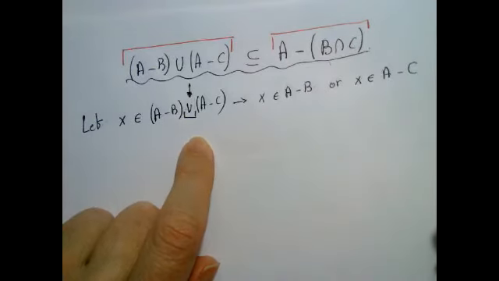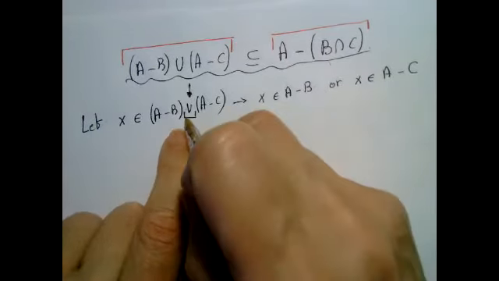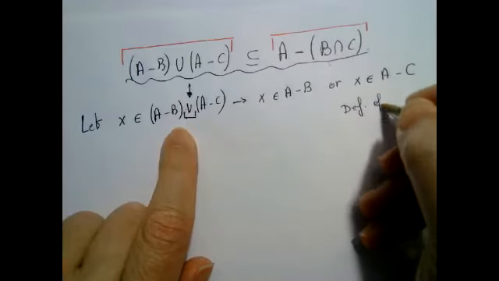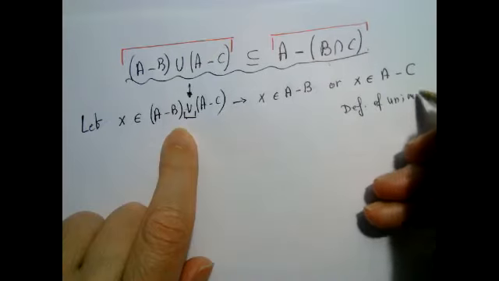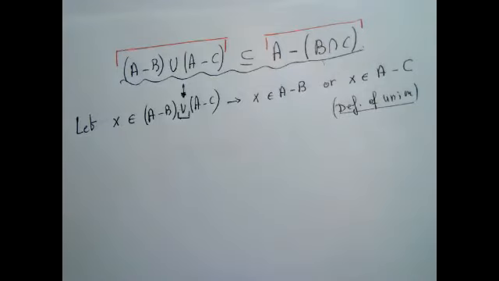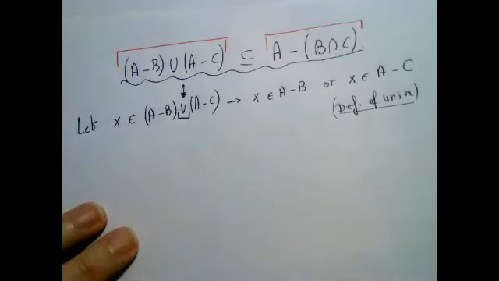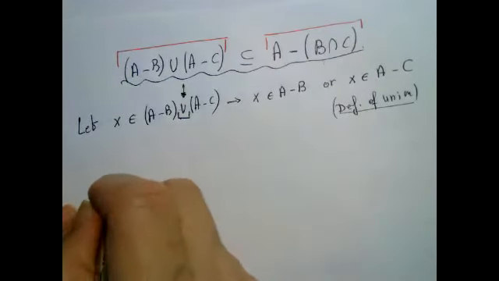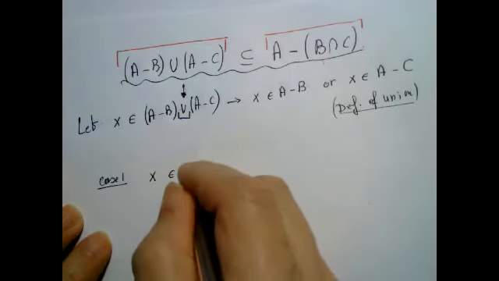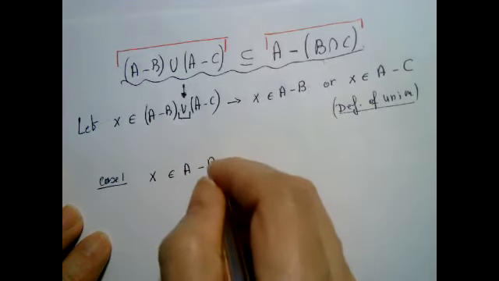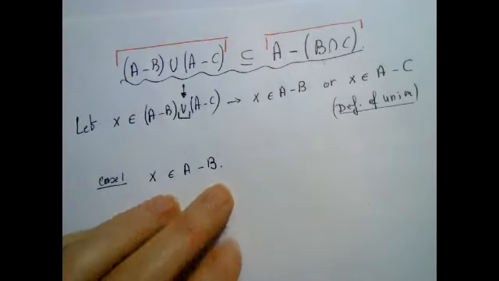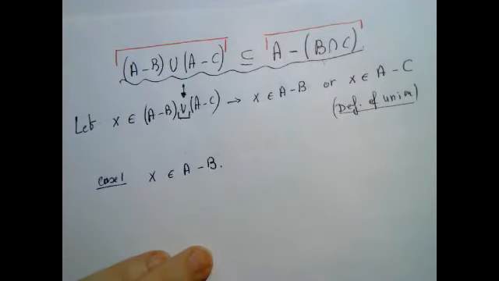Right? Why did I split them? Because it's a union. So that's the definition of the union. So those problems could be done in several ways. That's why I don't like to tell you the way I want you to do it. But I'm trying to emphasize the idea of a union. Now I'm going to take the first case. Suppose X is in A minus B. Why is it in A minus parentheses B intersect C?